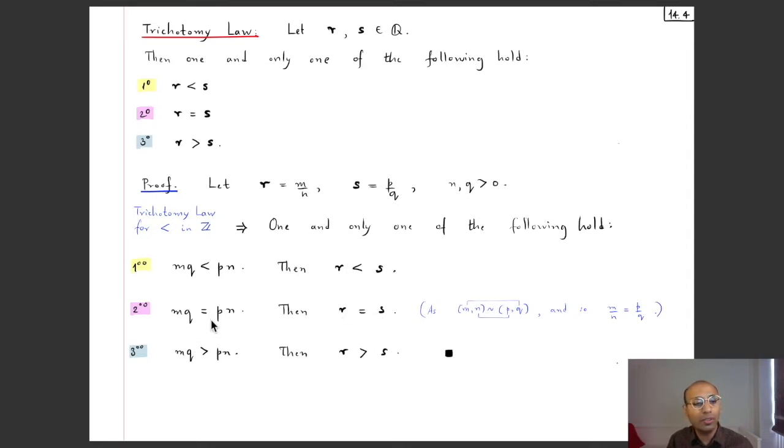Indeed, if mq is equal to pn, then the ordered pair (m, n) is related to the ordered pair (p, q). Indeed, mq is equal to np. But that means that the equivalence class containing this ordered pair, which is this rational number r, is equal to the equivalence class containing this ordered pair, which is the rational number s. So you have that r is equal to s in this case. And so we have shown the trichotomy law.